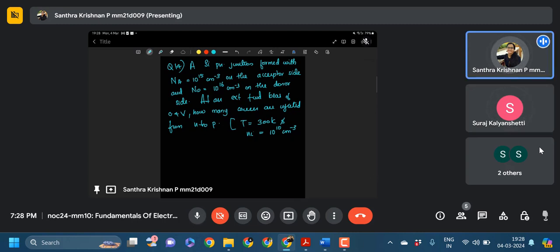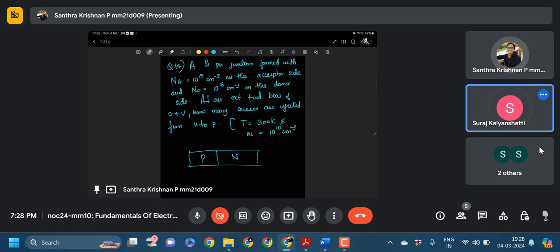Minority carrier injection in a PN junction is given. So this is the equation that we have to use here. You won't be able to connect it to minority carrier injection otherwise. If you read carefully, this is your PN junction part. You have the P side and the N side. On the P side they say there is 10 power 15, and on the N side 10 power 16. And it is in forward bias.